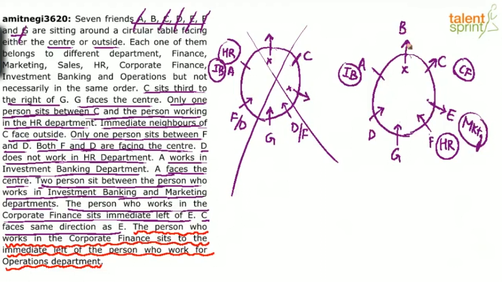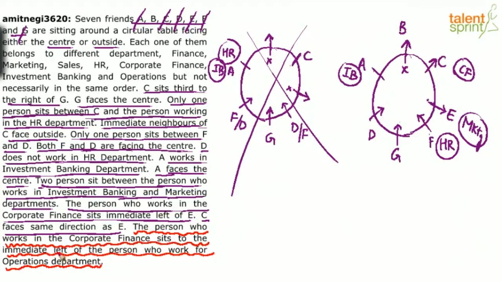See, for B, immediate left is this investment banking. For marketing, immediate left is corporate finance. But he says for operations, immediate left is corporate finance. So basically it is clashing. Operations should also come here, which is not possible, right? If operations come here, then we can say corporate finance is immediate left of operations. Facing outwards, right? So left is anti-clockwise. But this is already blocked for marketing. So I think something is wrong with this last statement only.